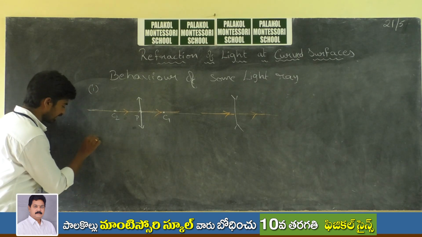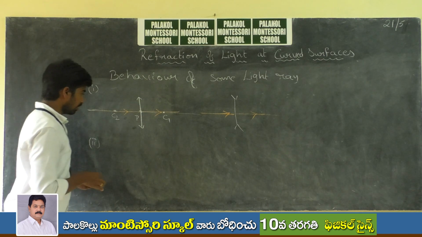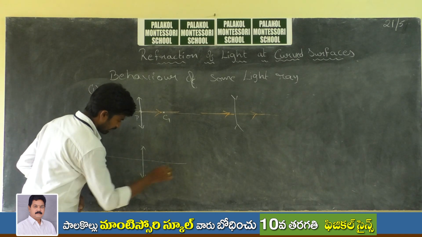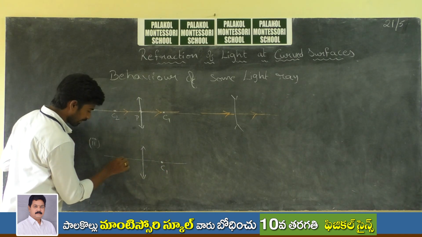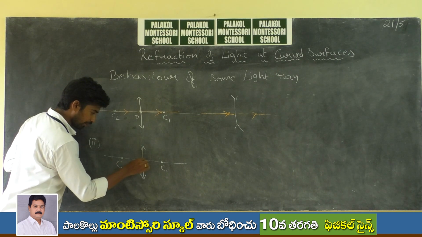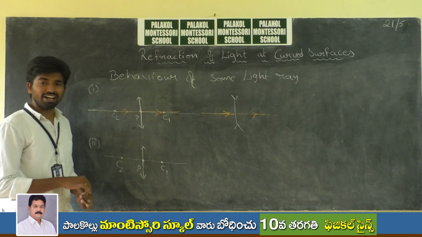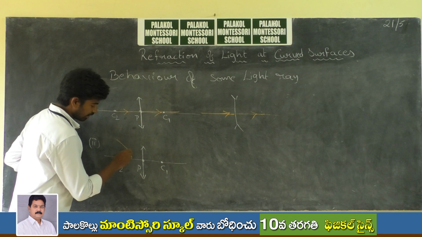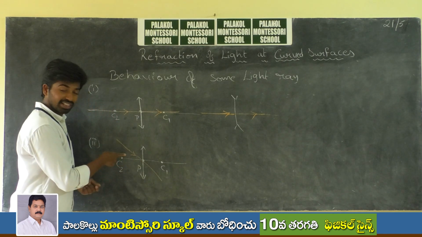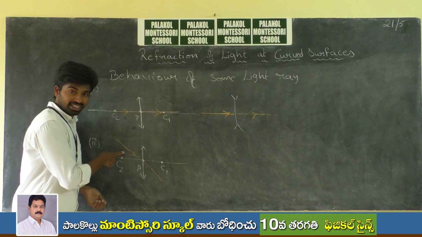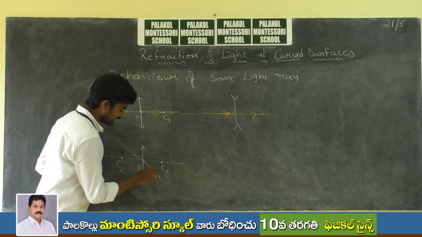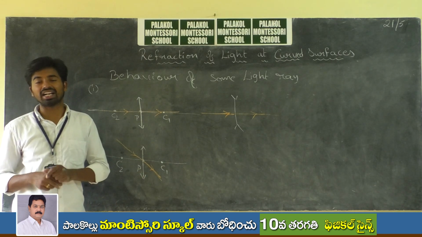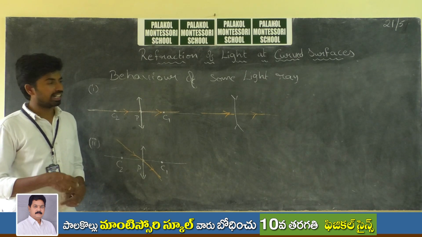So let us consider the second case. I have considered a convex lens, with center of curvature of the first surface C1, center of curvature of the second surface C2, and midpoint of the lens P. Now I have considered a light ray passing through the pole. It is not along the principal axis, but passing through the pole. When the light ray is passing through the pole, it also follows an undeviated path. Undeviated means there will be no change in the direction of the light ray.